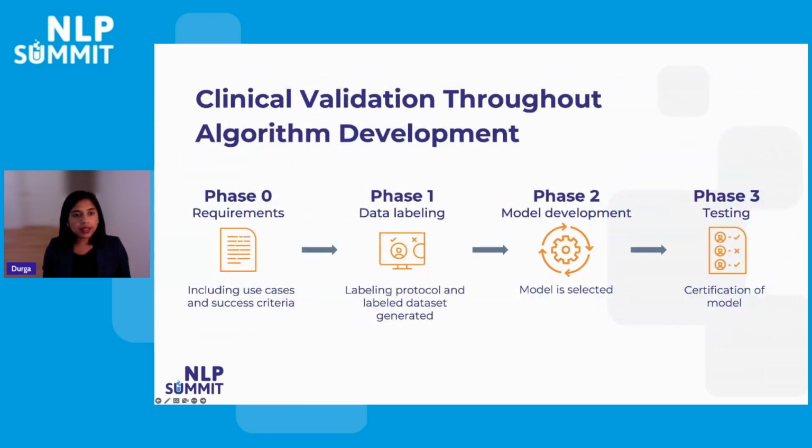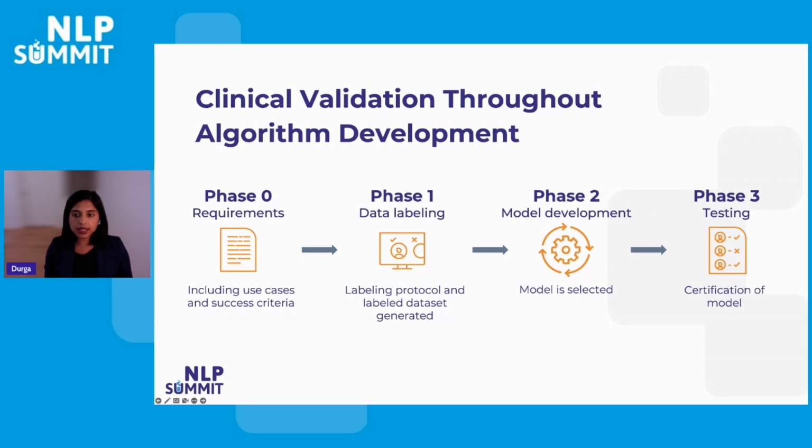So when we look at clinical validation throughout this algorithm development, there are several phases. The initial phase zero really is when we develop the requirements. We look at use cases, what defines success versus failure. Oftentimes that means that we really need a real world definition of what the disease is and what we're looking for. Then we move on to phase one, which is where we do the data labeling and we create a labeling protocol to enable extraction of data in a standardized way.